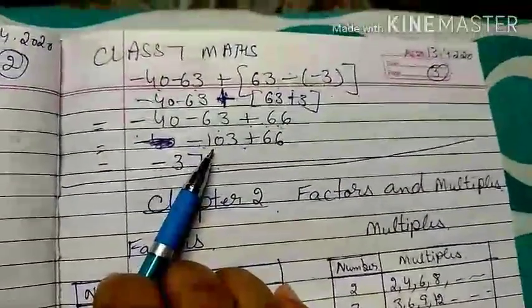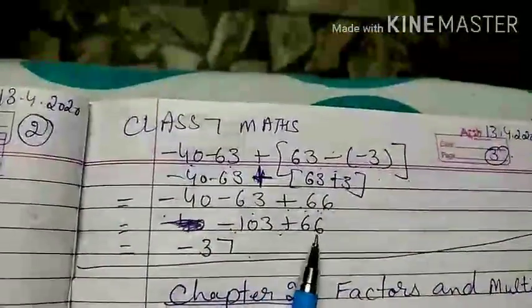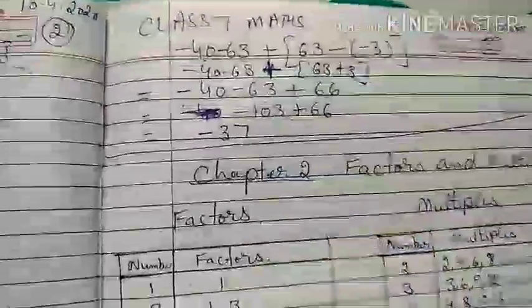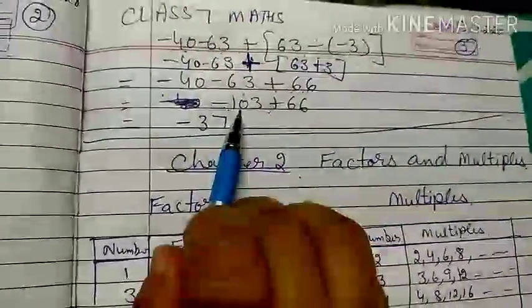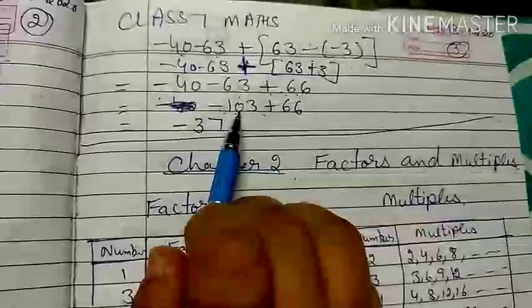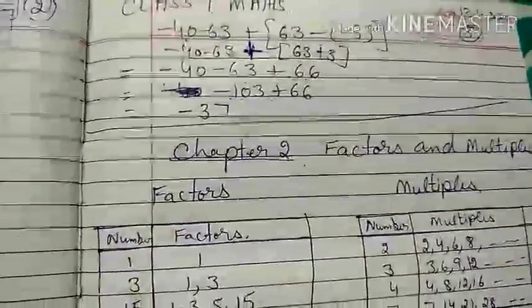But for the sign of the answer, what you will do is check first which term is greater, and what is the sign of the greatest term. The greatest term's sign is negative, that means your answer will be negative.